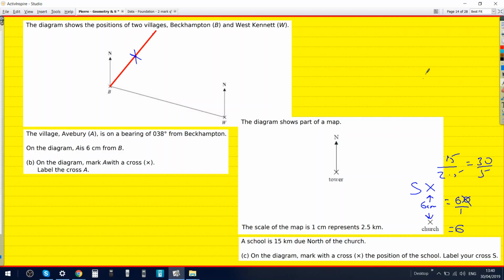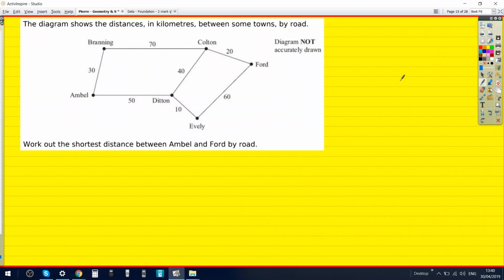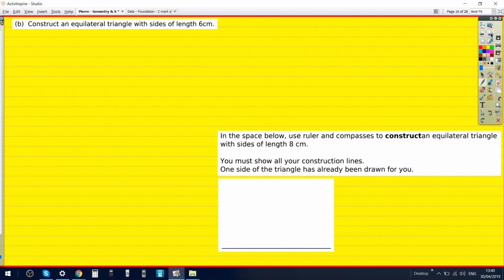Any questions there? It makes sense. So these are part of constructions. What marks do these carry? These are all 2 markers. Okay, top left, how do we do this? Construct an equilateral triangle of equal sides 6 centimeters.